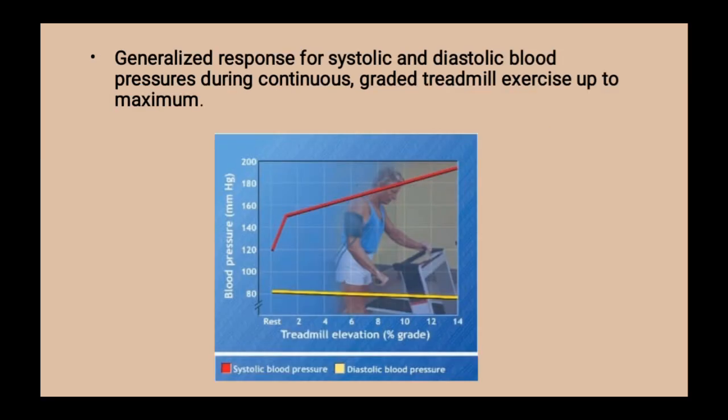Generalized response for systolic and diastolic blood pressures during continuous graded treadmill exercise up to maximum. High blood pressure or hypertension imposes a chronic strain on normal cardiovascular function. If left untreated, severe hypertension leads to heart failure as the heart muscle weakens, unable to maintain its normal pumping ability.